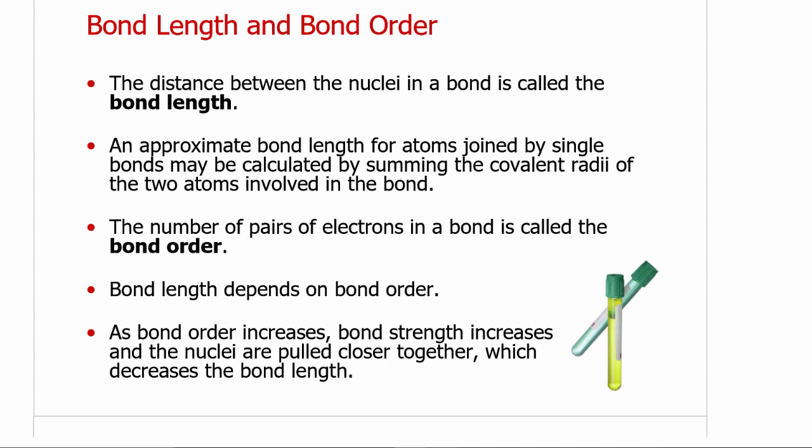So as the bond order increases, what happens to the bond length? It decreases. So again, as the bond order increases, the bond length decreases. And if we read this last statement here, it says, as the bond order increases, the bond strength also increases, and the nuclei are pulled closer together. So with a larger bond order, we can imagine that if there's 3 bonds holding this together, it's going to be pretty rock solid, exactly. It's going to be more difficult to get them apart. So the bond strength is much larger with a larger bond order. But again, the bond length is going to be shorter.